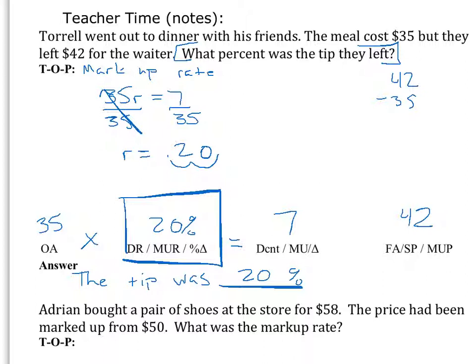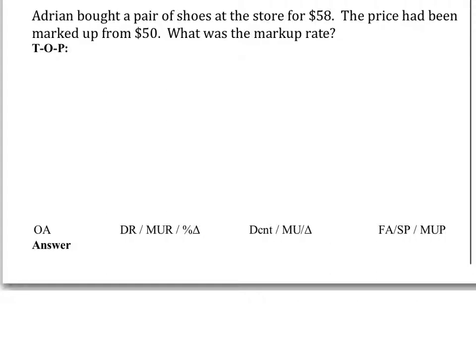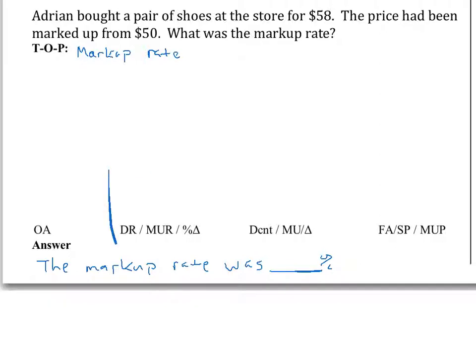So we are solving for the percentage here, so there's no benchmarks. All right. Adrian bought a pair of shoes at the store for $58. The price had been marked up from $50. What was the markup rate? So again, we see this type of problem is a markup rate. The markup rate was blank percent. So I know that I'm solving for this here.